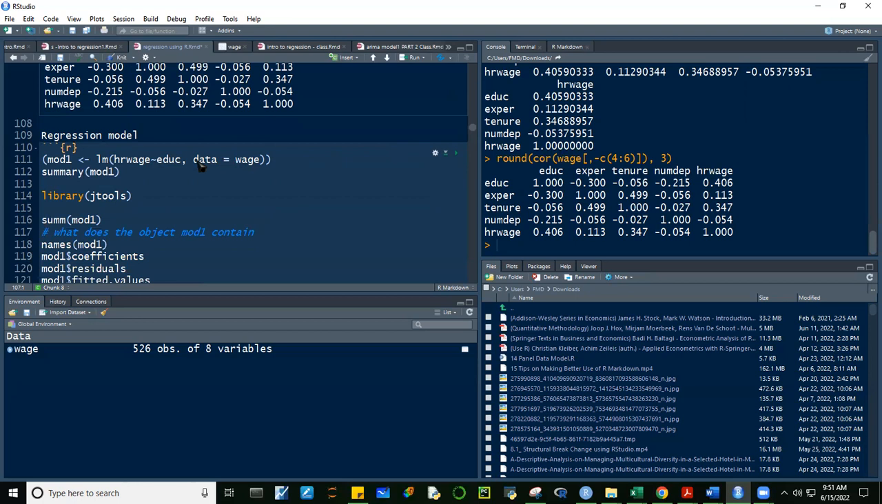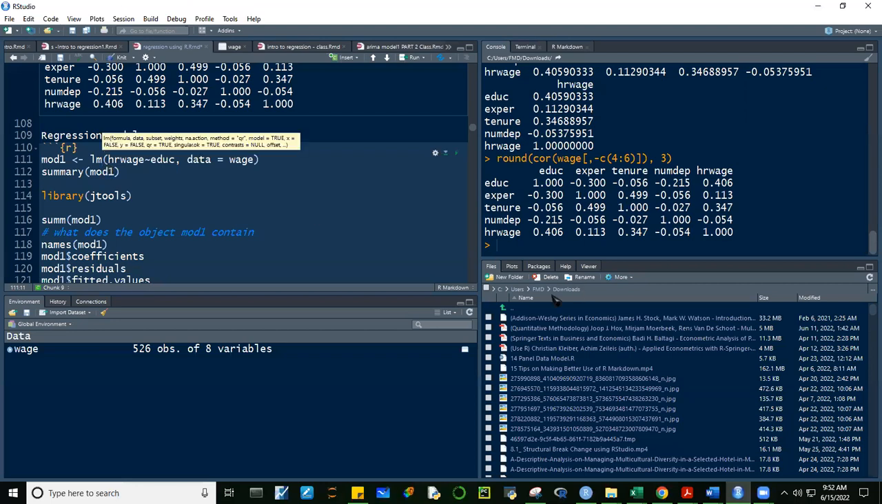Right. So we started here last time. Ito, no? Nakapagsimula na tayo dito. Here I'm creating a model, okay? I'm creating an object. We're calling it model 1, mod 1. And then we learned last time to make use of the LM function.